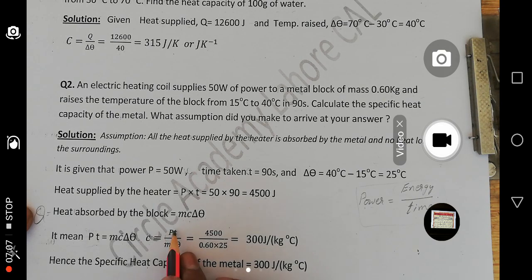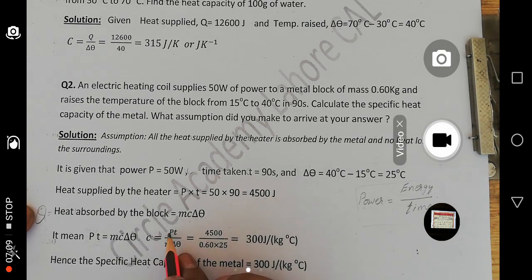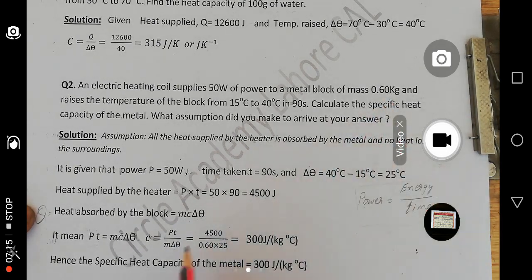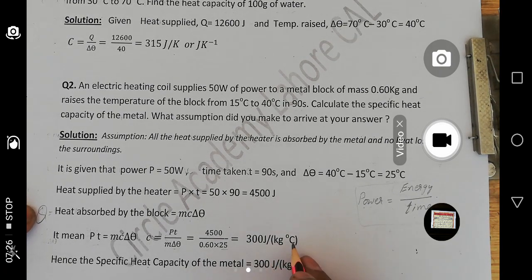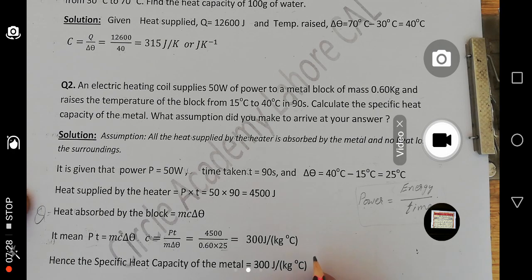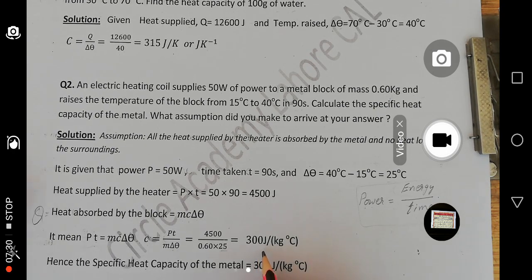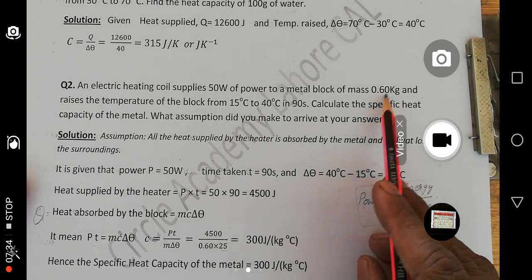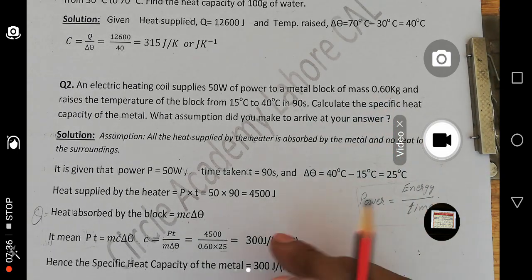Here PT you have already calculated, power into time, 4500, divided by m, the mass, which is given here as 0.6 kg, and delta theta is the change in temperature, which is 25 degrees Celsius. By calculating all this we got 300 joules per kg degree Celsius. This is the specific heat capacity of the metal which has a mass of 0.60 kg. So this is a specific metal.